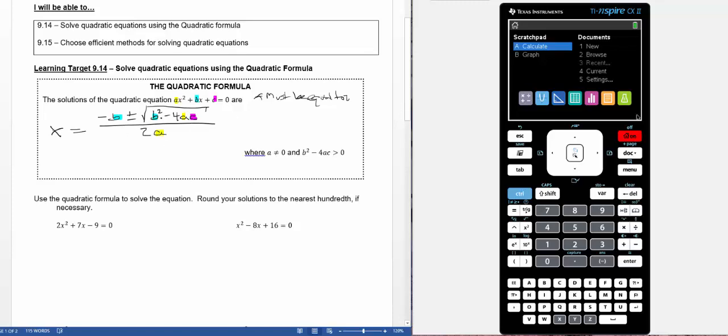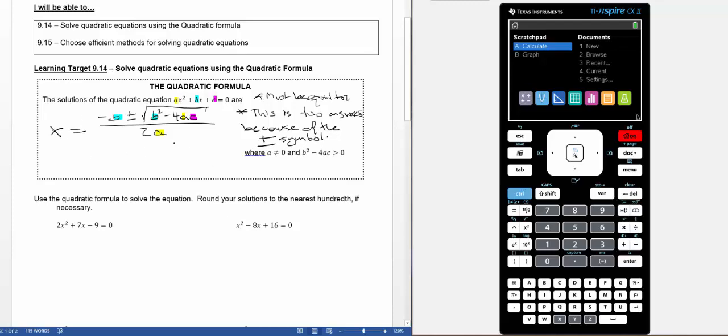Note that this formula also gives two different answers because of this plus or minus. So this is really negative b. One of the answers is negative b plus this square root of b squared minus 4ac, all divided by 2a. And the other answer is negative b and then subtract this square root. So because of this plus or minus symbol, this is really two answers.